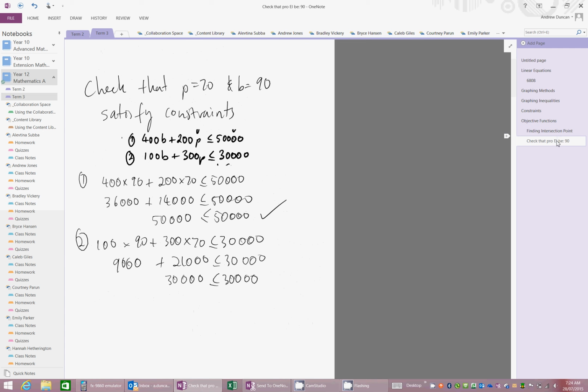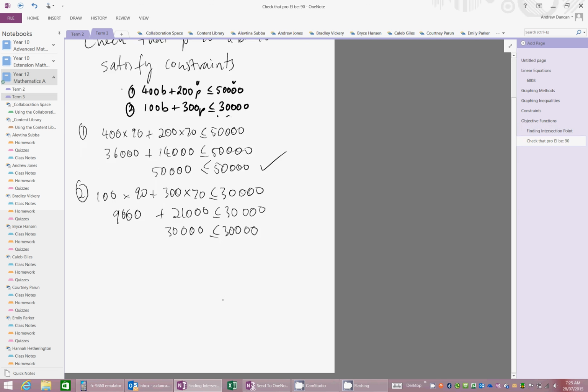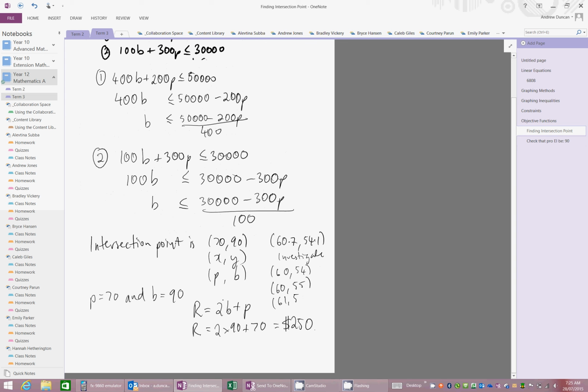Okay, see if they satisfy constraints, and then say maybe these two might satisfy the constraints, then we would substitute both of these into the revenue function and see which of them gives the maximum revenue. Okay, so I'll set you a few of those for you to practice. Get rid of all of this so that the notes can make sense as well.